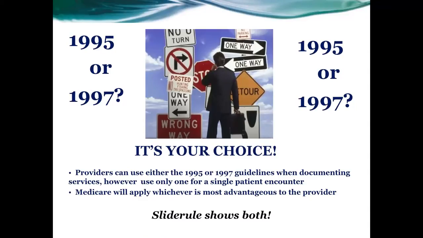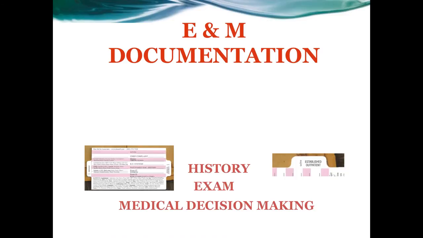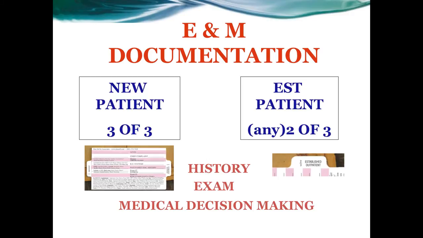I could do a whole other webinar about how the government cannot actually enforce these and how they've lost in court when they've been challenged, but I won't go into that right now. On the E&M slide rule, it has both the 95 and 97. You also have on this right here the history, exam, and medical decision making. And you'll notice on the end of each tab, it has either a 2/3 or a 3/3 for history, exam, and medical decision making.